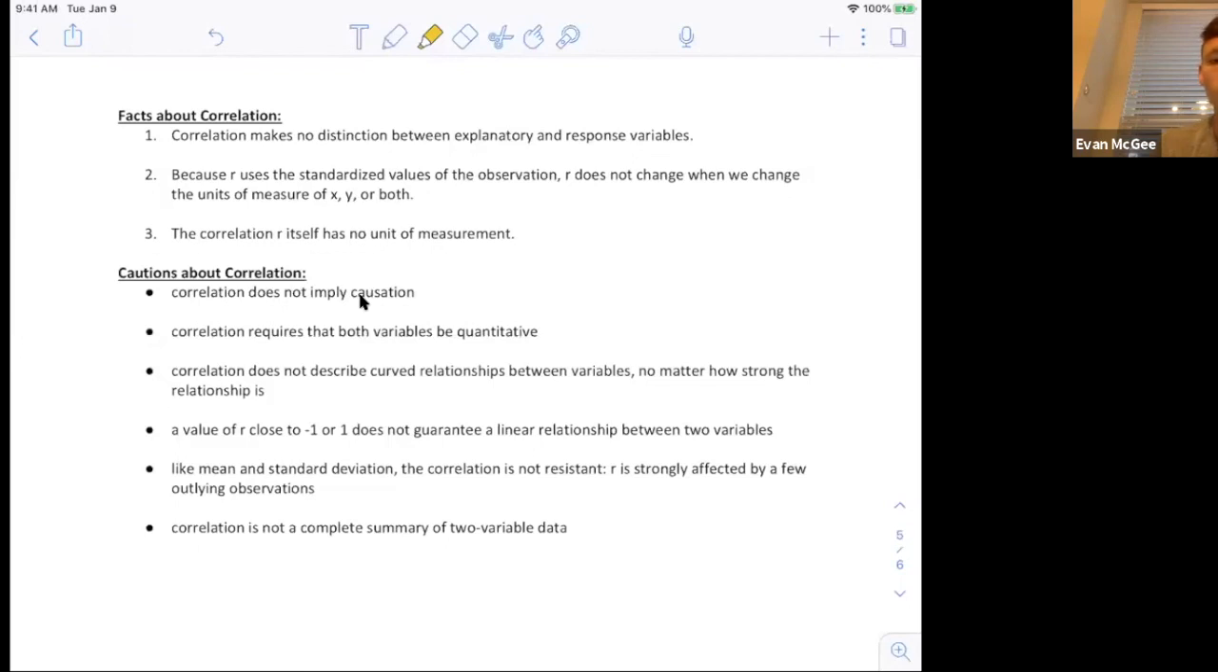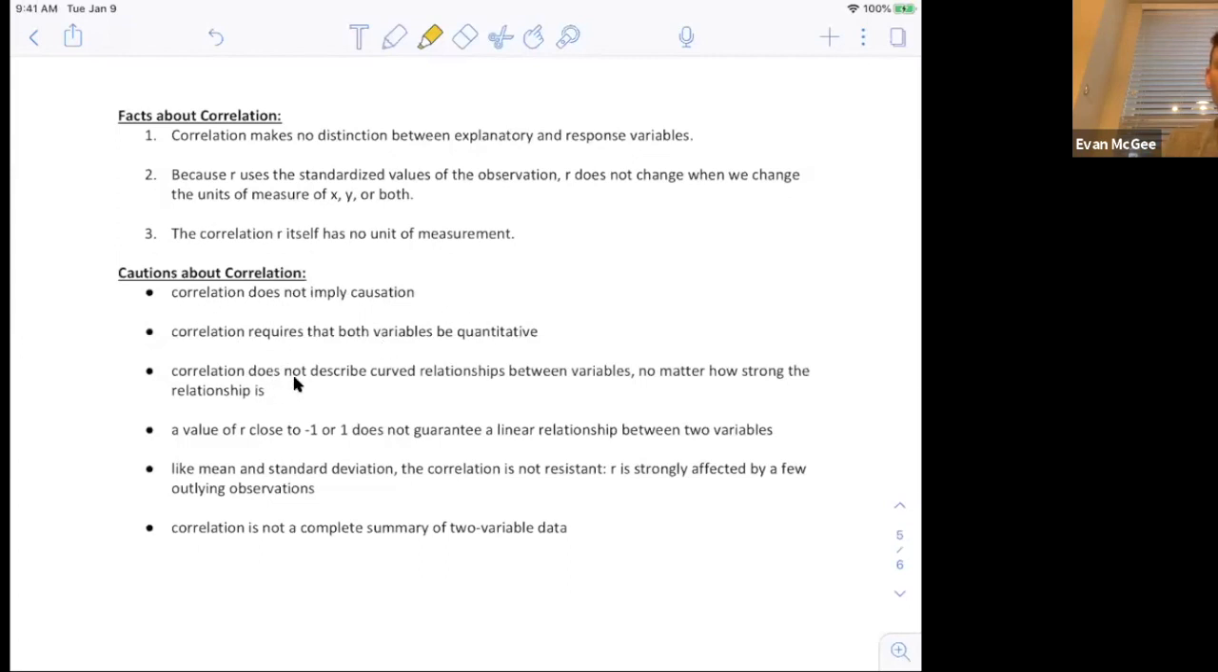The fire is bigger. The larger the fire, the more firefighters have to be there. And the larger the fire, the more casualties there are. So the fire is what's causing it. It's not the number of firefighters. Just because they're correlated does not mean they're causing the other one to happen. Correlation has to be between only quantitative variables.